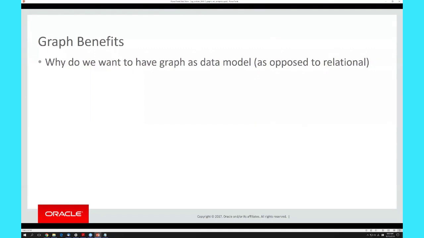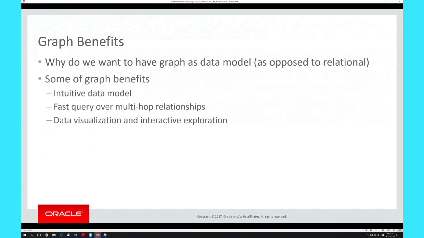There are many benefits that we typically talk about, and some of these benefits have been discussed in previous sessions of this office hour. That includes the data model becoming more intuitive, because you can just add new vertices and new edges, and expand your data model as you go. Additionally, with PGQL and a clever implementation of it, you can run fast queries over multi-hop relationships in a very easy to use manner. And because it's a graph, there are tools that help you visualize your data and do interactive exploration on your data set.